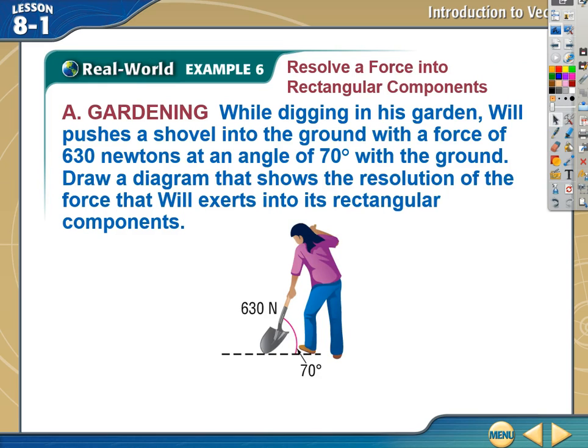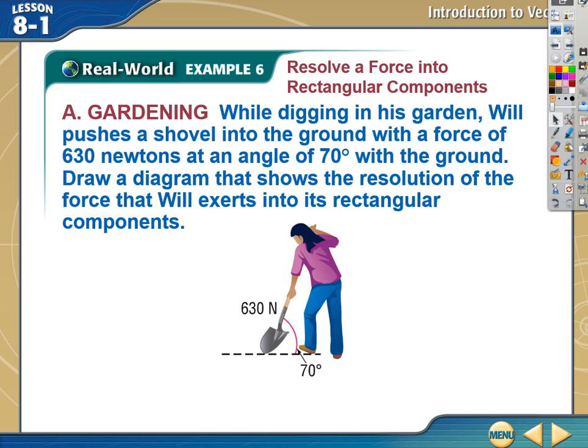Okay, so here we go. We got this girl. She's shoveling. I guess it's Will, so it's a guy. Sorry, Will. All right, so Will pushes a shovel into the ground with a force of 630 newtons at an angle of 70 degrees with the ground. Draw a diagram that shows the resolution of the vector force that Will exerts into its rectangular parts.